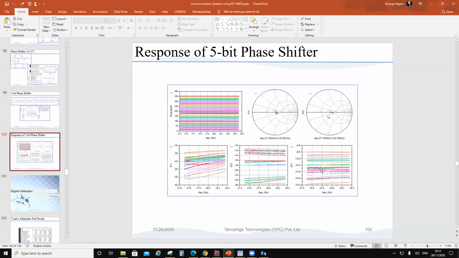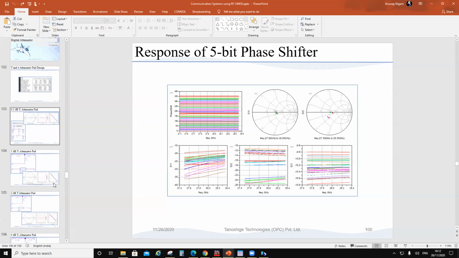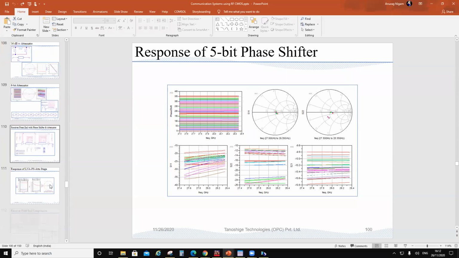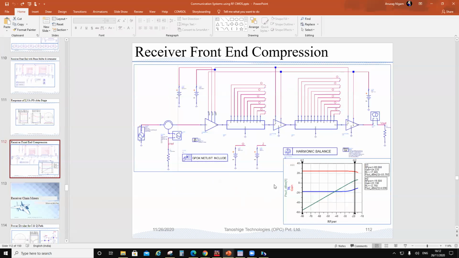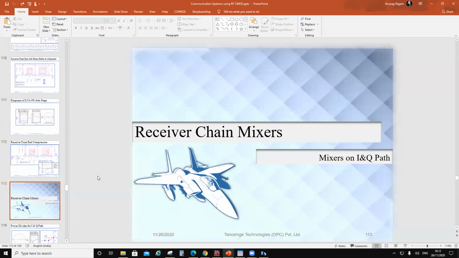S21 is the insertion. So basically, on this you are going to see 5 bits. So 5 into 2 is 10. So you will see a 10 dB attenuation over here on the phase shifter. And then all you do is you are going to compensate that with a gain stage. Okay, you're going to compensate each one with a gain stage here. So the net effect on the gain is 0. And then this is your LNA, this is your phase shifter, this is your attenuator.